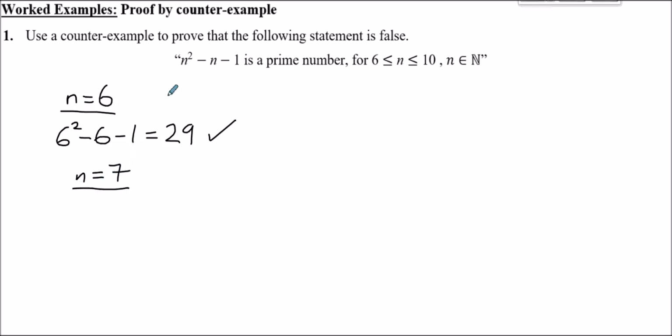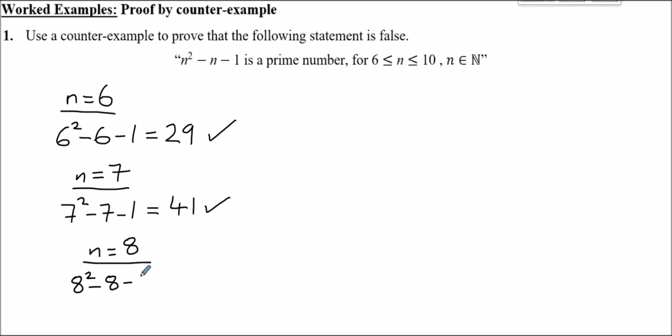Let's try when n is 7. When n is 7, we're going to have 7 squared minus 7 minus 1, and that would come out on a calculator as 41. 41 is still prime, so we've not proven it to be untrue yet. But if we were to try when n is 8, what we'd have is 8 squared minus 8 minus 1, which is 64 minus 8 minus 1, which equals 55. And 55 isn't prime because 55, for example, equals 5 times 11. So in other words, this is not prime.